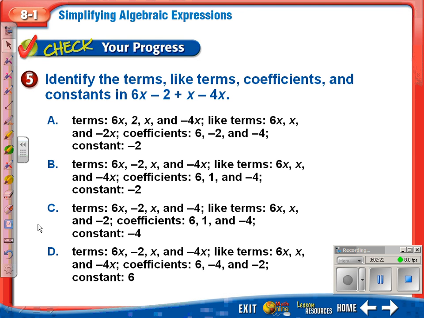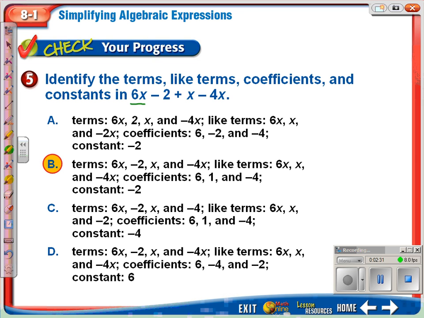Welcome back. You should have selected B as in boy. This one tells us the terms, which are 6x, negative 2x, and negative 4x. As far as the like terms, they would be 6x, positive x, negative 4x. The coefficients are 6, 1, and negative 4. Remember, a coefficient is just the number in front of the variable. That's going to be a really important vocabulary word. You're going to hear that a ton throughout this unit.